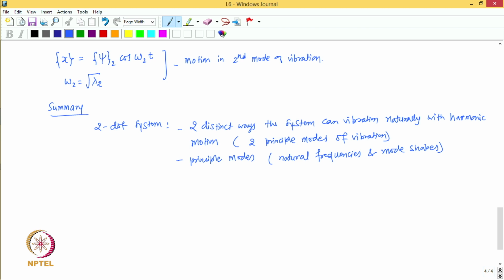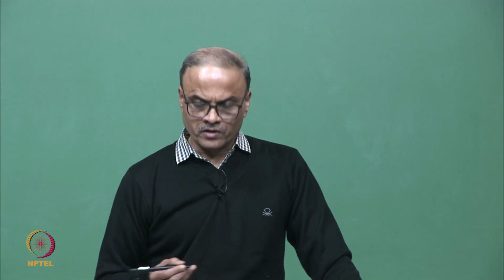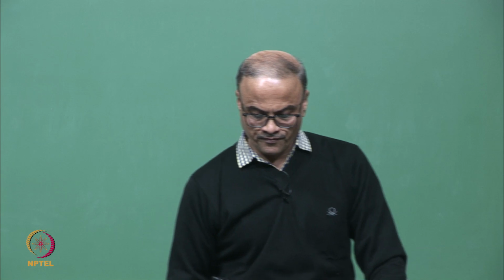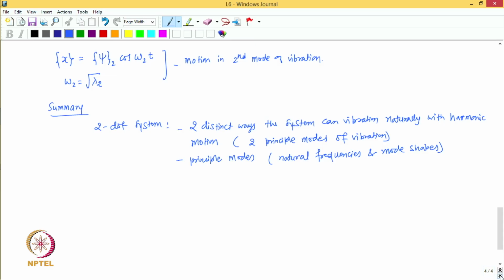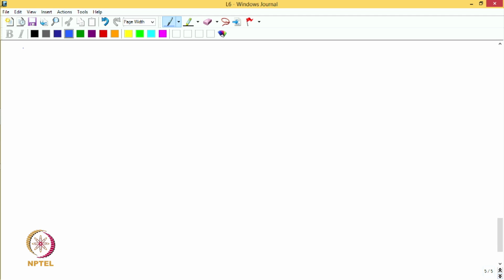So, let us take an example to further understand and get an insight into what these eigenvalues and eigenvectors are, and what the corresponding natural frequencies and mode shapes are. So, let us go to the next page. So, we take an example. For the 2 degree of freedom system, let us say m1 is equal to m2 is equal to m, that is both the masses are equal to m, and k1 is equal to k2 is equal to k3 is equal to k, that is all the 3 springs have the same stiffness k.